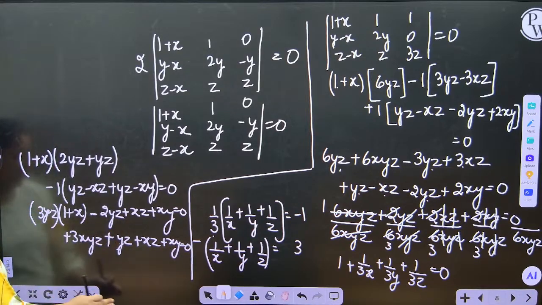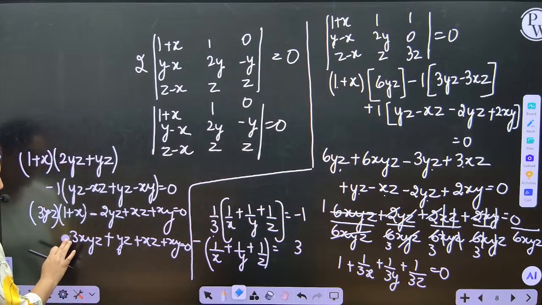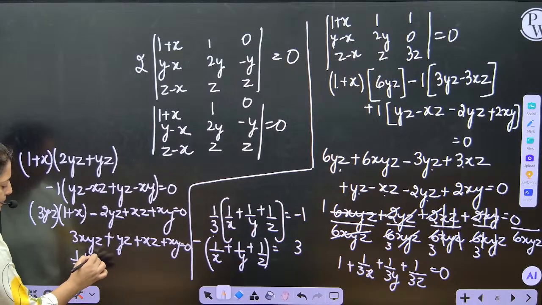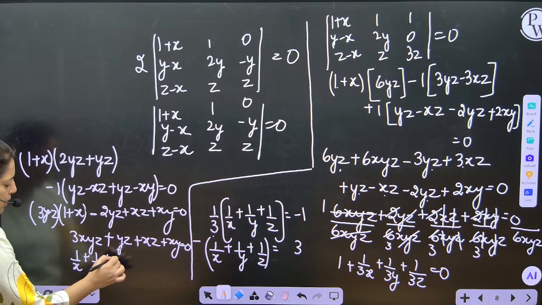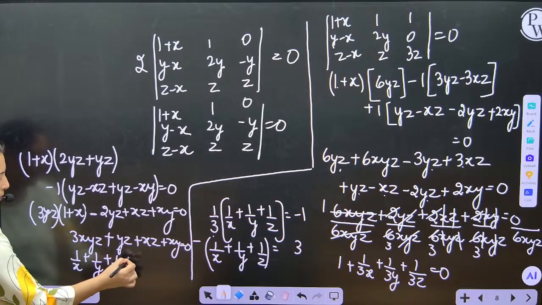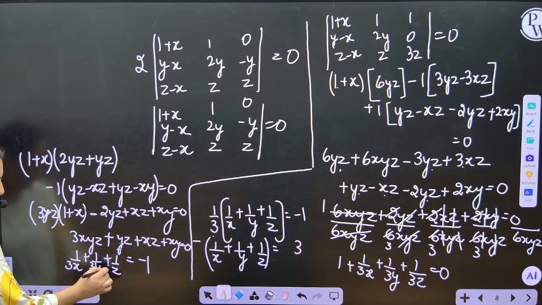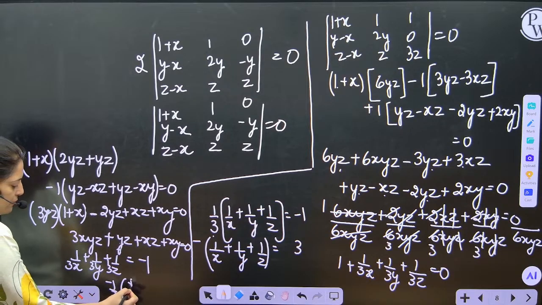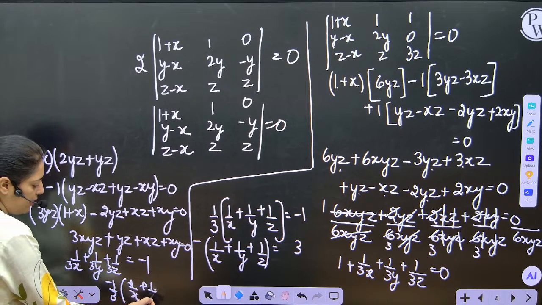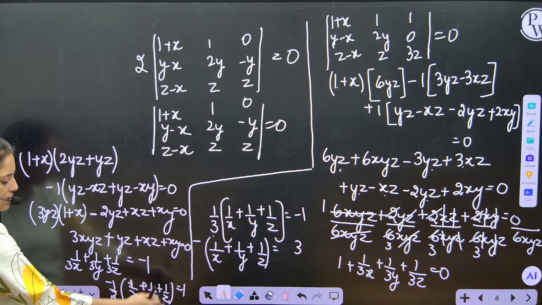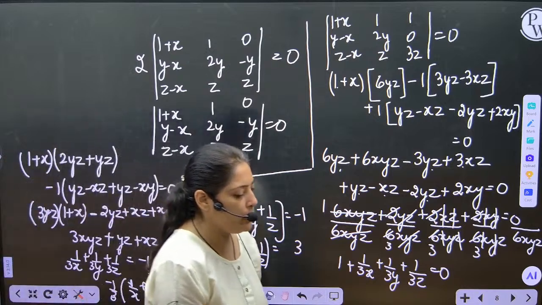Now simply divide it by 3xyz. You will get the answer. So it will become 1 by x plus 1 by y plus 1 by z, and this will become plus 1. On the right side it will become minus 1. Alright, 1 by 3 is also there, no? Now take this 1 by 3 common. The minus sign I am taking on the left side. 1 by x plus 1 by y plus 1 by z equals 1. This 3 will go on the right side, and the answer will come out to be 3.